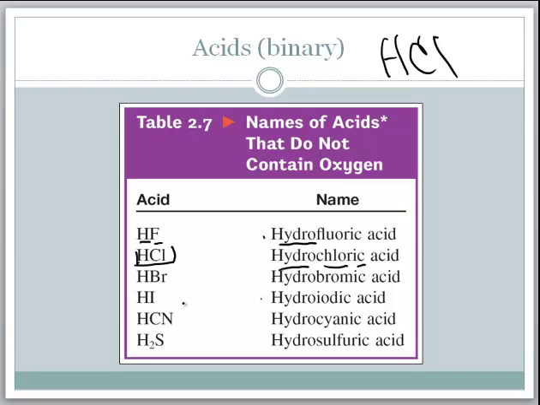Now there's always the exception. So here we've got the polyatomic cyanide. So we drop that IDE ending, put the IC ending, hydrocyanic acid. And then you've got hydrosulfuric acid. Now we will rarely use that acid, so the ones to really memorize are those.